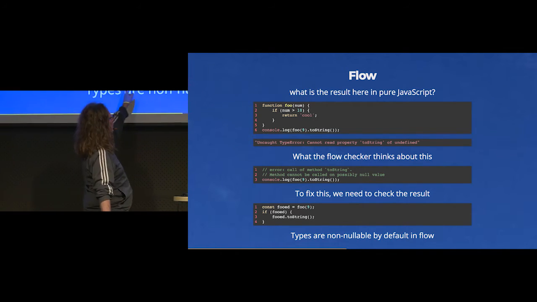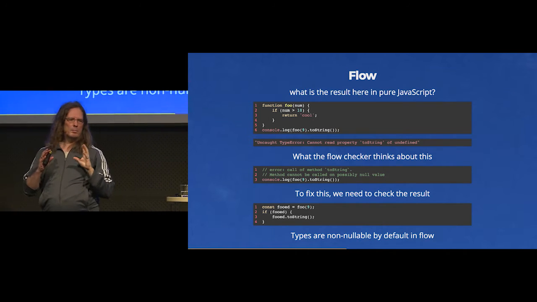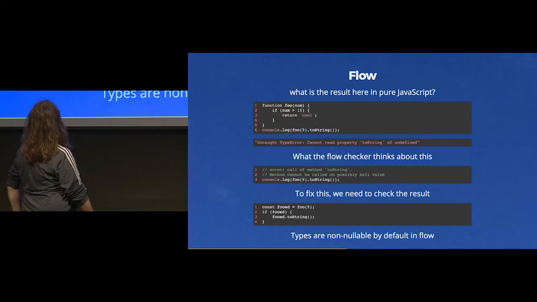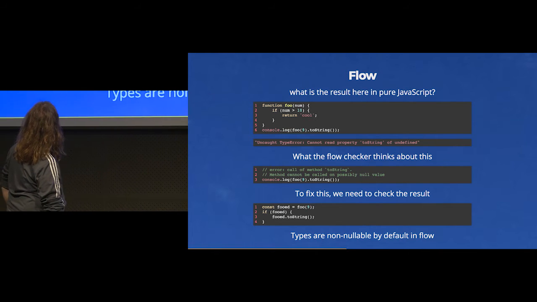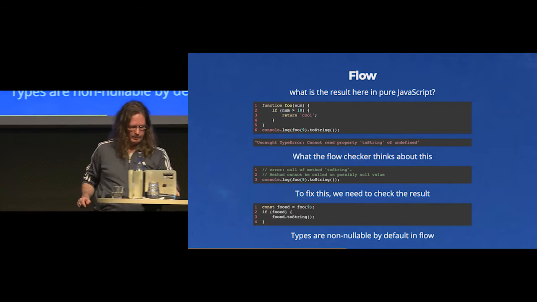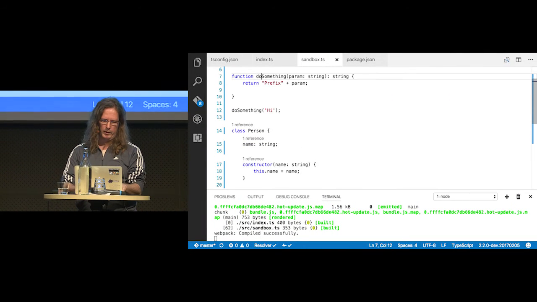This is the interesting thing. Types are non-nullable by default in Flow. This is a big difference to JavaScript and then also to Java. That means, well, maybe I show an example. Again, this is TypeScript, but same thing.